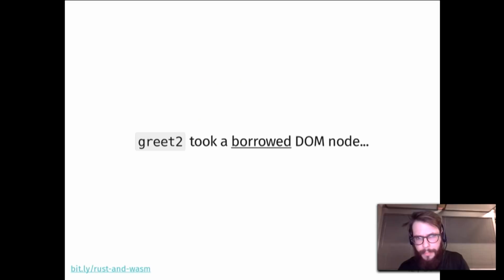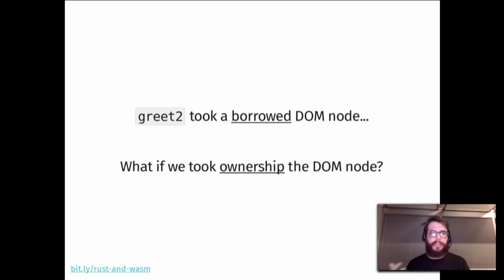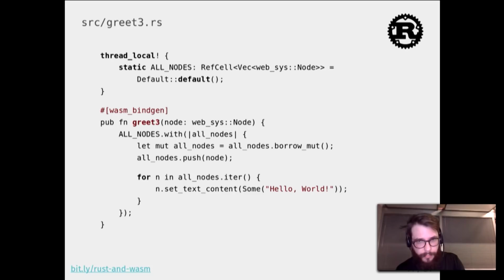But that, of course, begs the question: since this one took a borrowed DOM node, how would this change if the function took ownership of the DOM node? If we take ownership, that means that we can actually keep it around, that its lifetime can extend past the end of the function call. So we can do tricky things, like we could keep a list of every single DOM node that we've ever been given, and then we could write our greeting into all of their text contents.